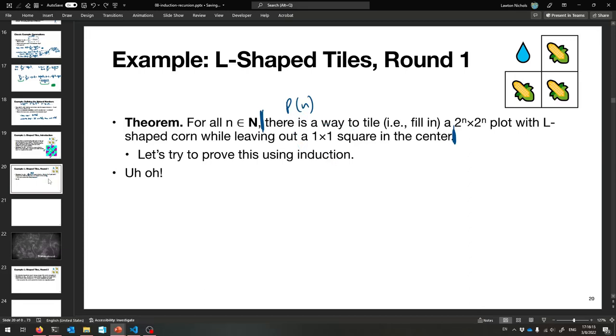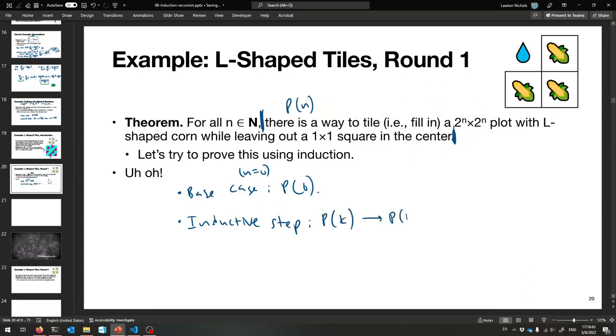Okay, so what is our base case? What is our inductive step? So our base case can be n equals 0. That's totally fine. So we need to prove P(0) is true. And then we need to prove our inductive step, and then it'll be true for any n. You give me a giant plot of 2^n by 2^n corn, I will grow it and leave room for a sprinkler. So P(k) will give us P(k+1). So if P(k), then P(k+1). Okay? So we need to assume this, and we need to show this.